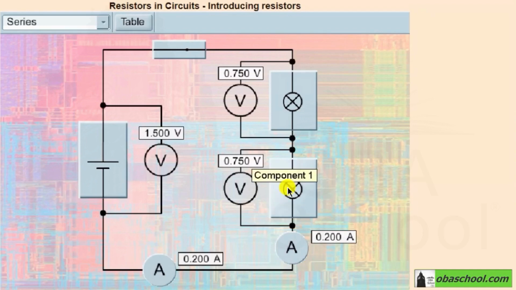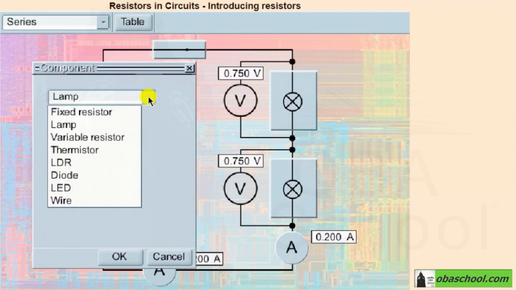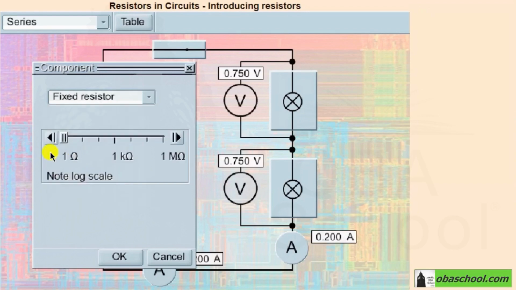Now let's change component 1 and let's check the available options. We're going to select fixed resistor. And let's click on the arrow on the slider to move it one place to the right to select a value of 10 ohms.